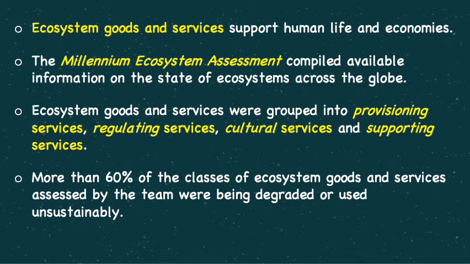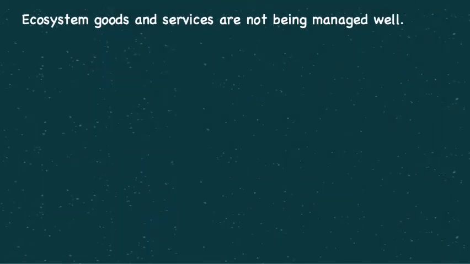In a summary report, the most prominent finding of the scientists was the widespread degradation and overexploitation of ecosystem resources. More than 60% of the classes of ecosystem goods and services that were assessed by the scientists were being degraded or used unsustainably. So, based on the large scale assessments, natural and managed ecosystems are in fact not being managed well.